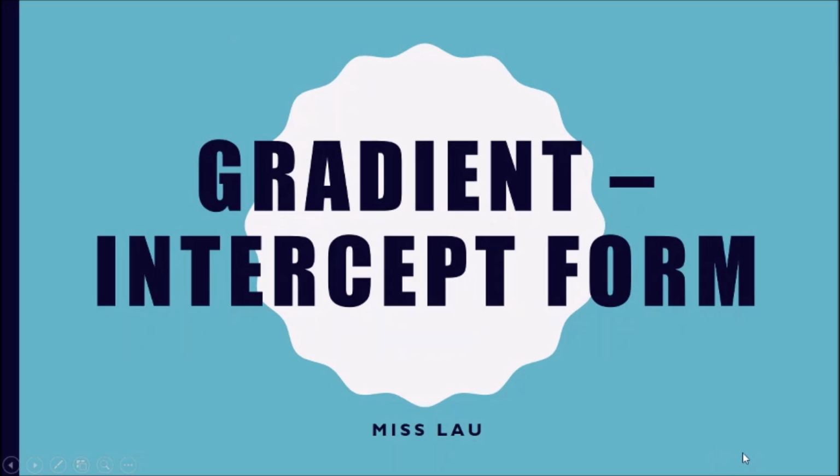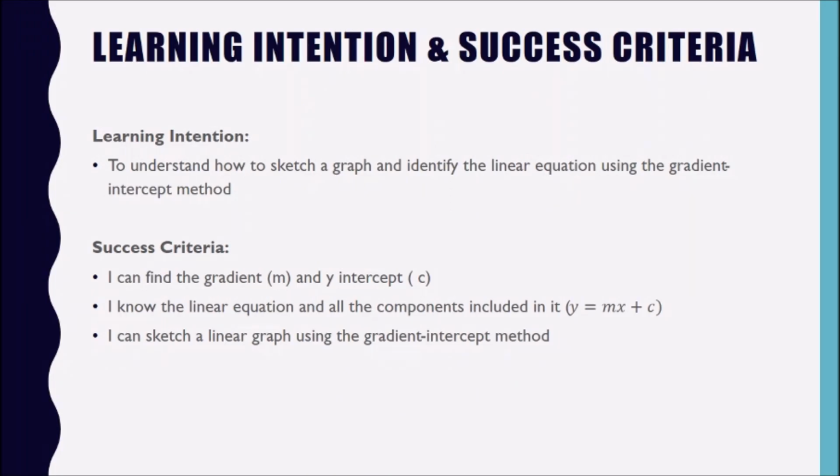So today we are going to be learning the gradient and intercept form and how to use that to draw our linear graphs. Today's learning intention is to understand how to sketch a graph and identify the linear equation using the gradient and intercept method. There is another method, which is called the intercept method. Hopefully you have learnt that before this lesson or you will be learning it in the next lesson.